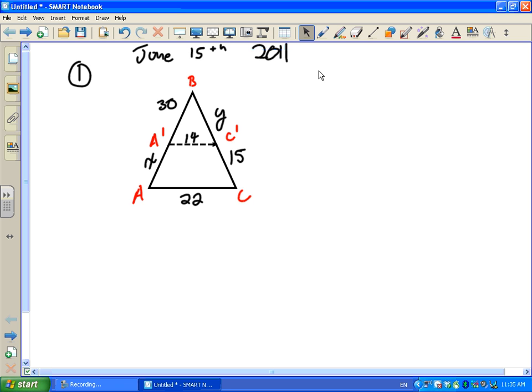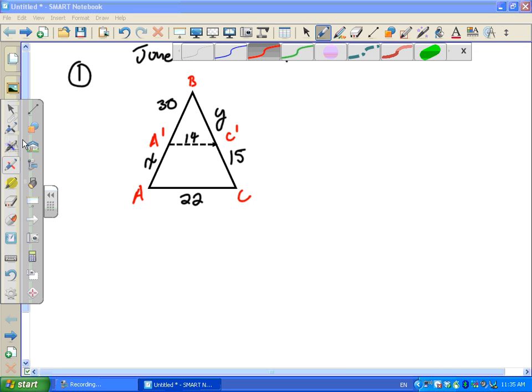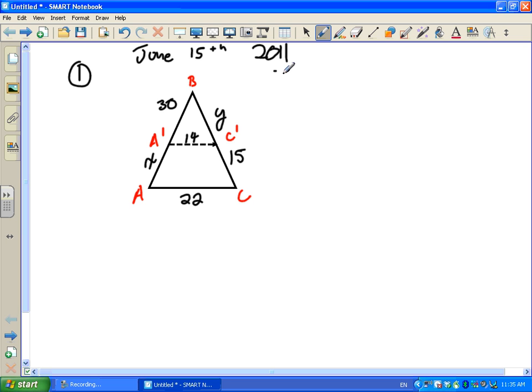Okay, today is June 15th, 2011. We're taking up the Chapter 7 test. Okay? So the first question on the Chapter 7 test dealt with similar triangles. It asks you to find the lengths of X and Y.